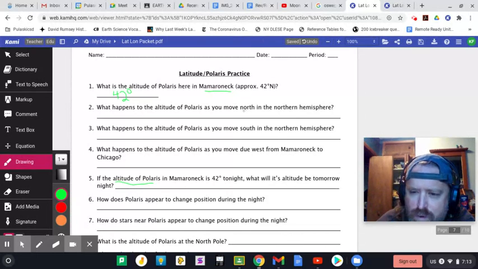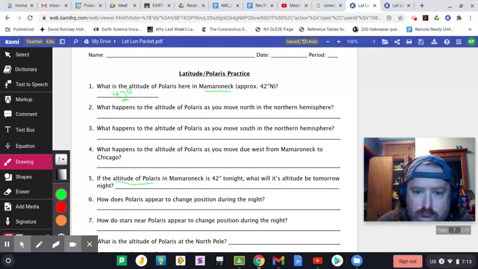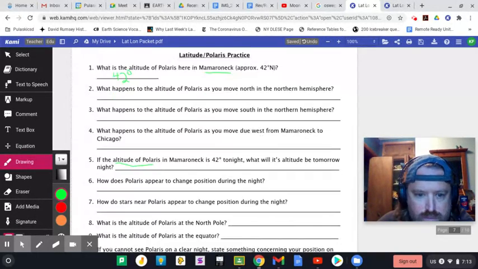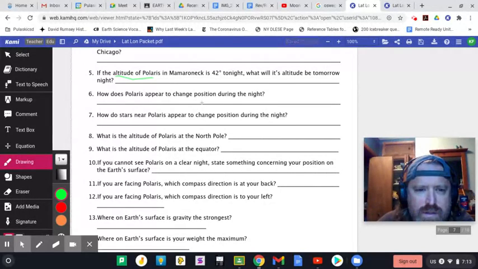So what happens if you move north? Think about it. What happens to those numbers for latitude if you move north or move south? If those numbers for latitude are changing, then the angle of Polaris is also changing. What if you move due west, exactly west, without changing your latitude? You can figure that out. How does Polaris? Nope, it doesn't. That one I answered right above. Go back in the video about a couple minutes.